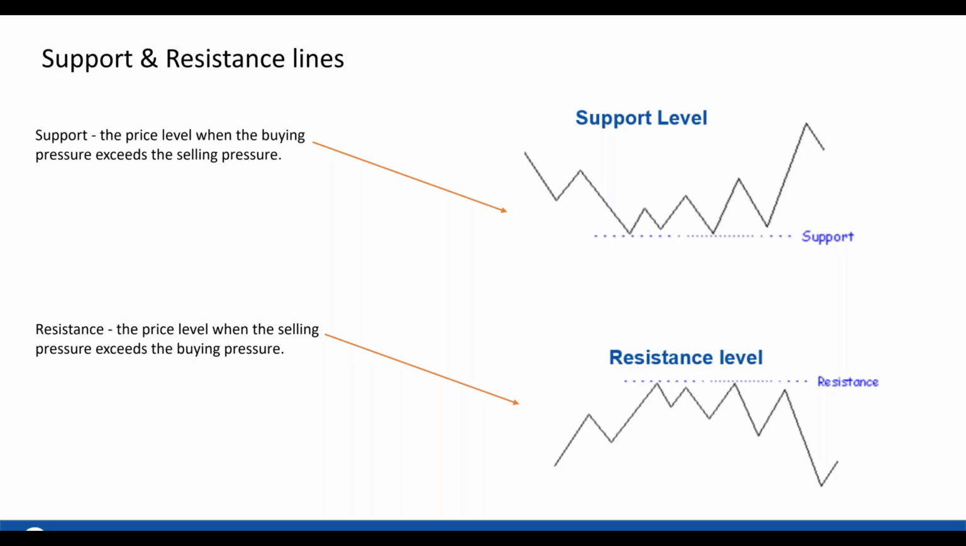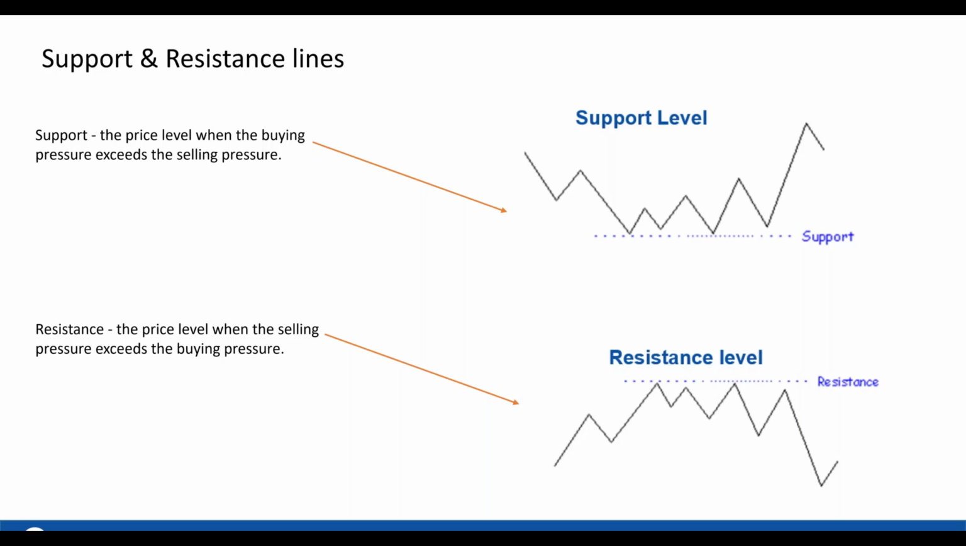Support and resistance lines. Support is the price level where the buying pressure exceeds the selling pressure. This creates an excess demand and pushes price up from the support level. Resistance. This is the price level where the selling pressure exceeds the buying pressure. It creates an excess supply and pushes price down from the resistance level.